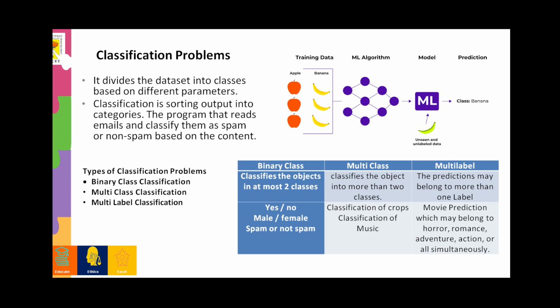A classification problem is one where the target variable is a categorical representation. It divides the data set into classes, and the classification problem is further divided into binary class classification, multi-class classification, and multi-label classification. In binary class classification, the target variable comprises only two values or two classes. Let's take an example of a mail being spam or non-spam. The target variable can have only two values, either spam or non-spam, which we call binary class classification because the target variable comprises only two values.